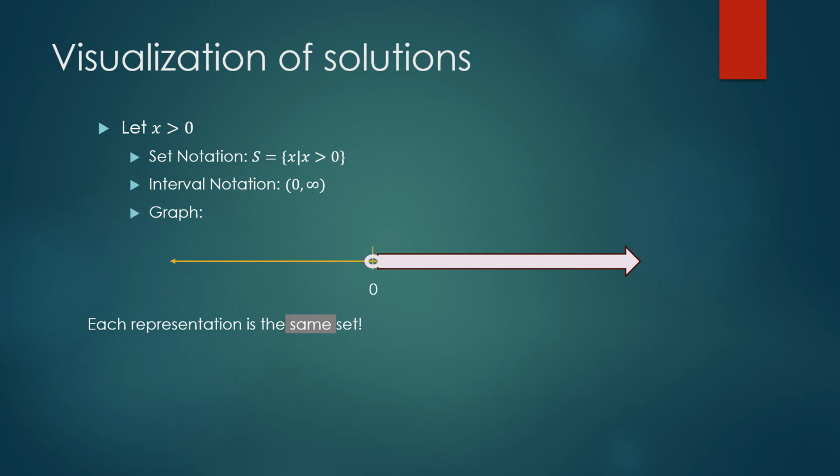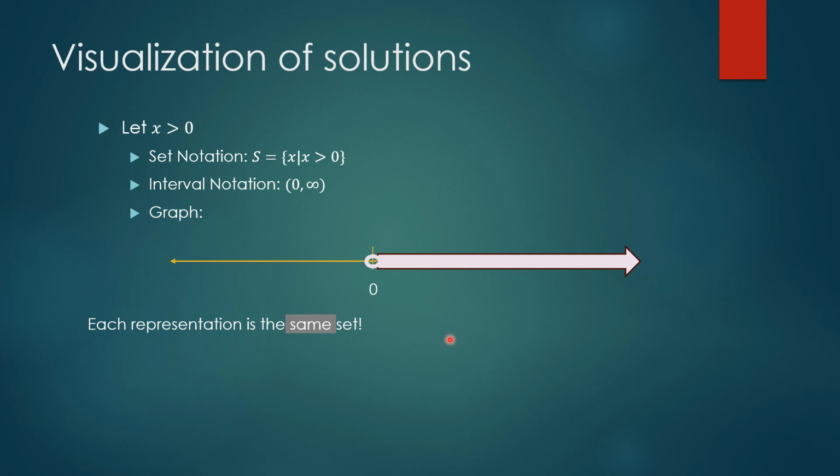Let's look at a visualization of each of the solutions. Let's suppose our inequality is x is greater than 0. In set notation, that would be the set S such that x is greater than 0. And then we have the interval notation of 0 to infinity. 0 is where we start the interval, and where we end is infinity. In other words, we don't end at all, we just keep going.